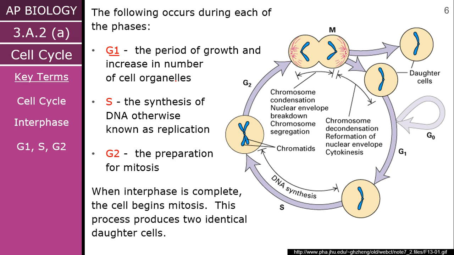During the S phase, the S stands for synthesis. That is when it's going to copy its DNA, also known as replicating its DNA. And that doesn't mean a lot to us at this point, but it's going to become absolutely essential for multicellular organisms and even unicellular. And then there's the G2 phase, which does involve some more growth.